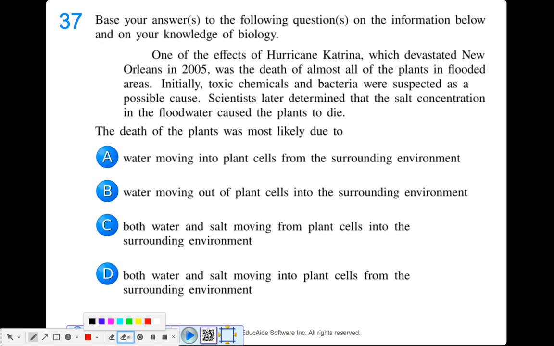Picture your onion cells on our slides. What happened when we washed salt water over those onion cells? Right, we just talked about that in one of the previous questions. The water leaves the plant cells to go out to the salt. So those plant cells dehydrate. So we're going to see water moving out of plant cells to go to the surrounding environment. Water does not move into them, right? Water is going to go where there's higher salt concentration. The salt does not move. So whenever you see the salts moving, you just cross that right out, okay? Correct answer is B.